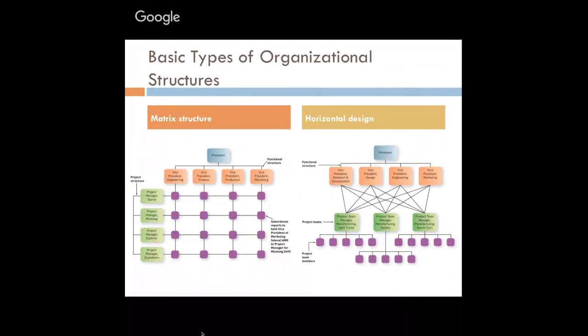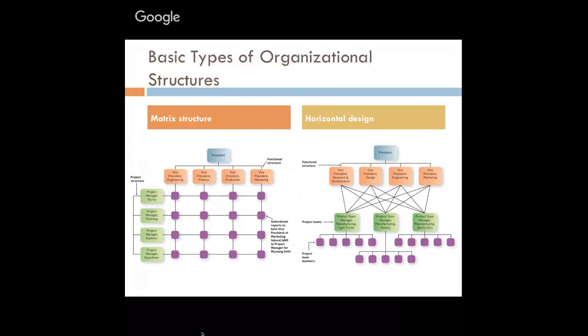The next type, and these are the important ones that I want you to pay a little bit more attention to, are the matrix structure and the horizontal structure. So let's look at the matrix structure first on the left. The matrix structure is an organization where an organization combines functional and divisional chains of command in a grid so that there are 2 command structures, vertical structure and horizontal structure.